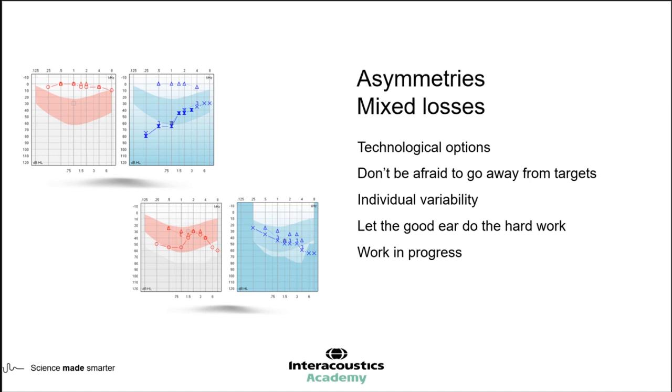Again, we're going to be dealing with a lot of individual variability, and we don't really know quite how the brain is ever going to interpret two completely different stimuli from each ear. Letting the good ear do the hard work is generally a really good starting point. Get the good ear right, if you're amplifying it, make sure that's set up. Then if you want to introduce a second hearing aid, you can do so knowing whether you're detracting from the good ear or whether you're adding some benefit.